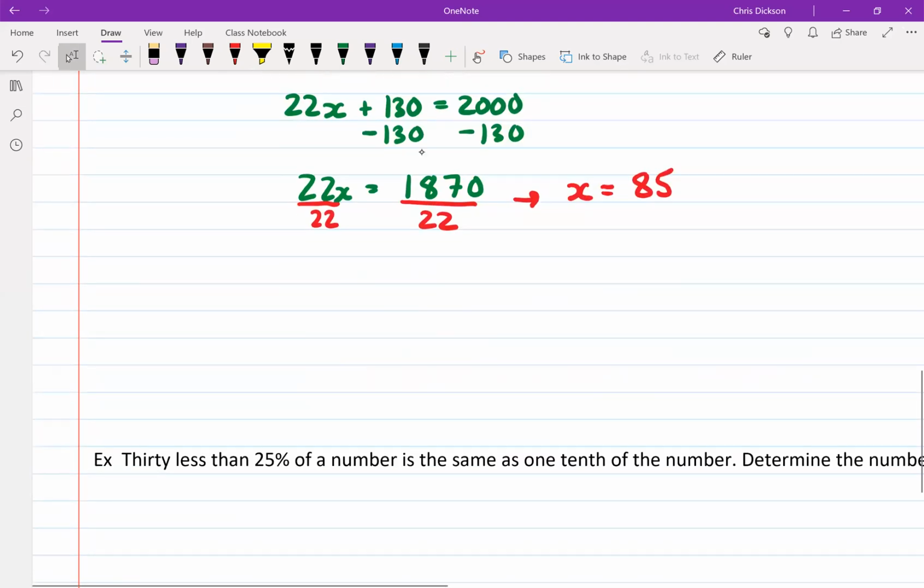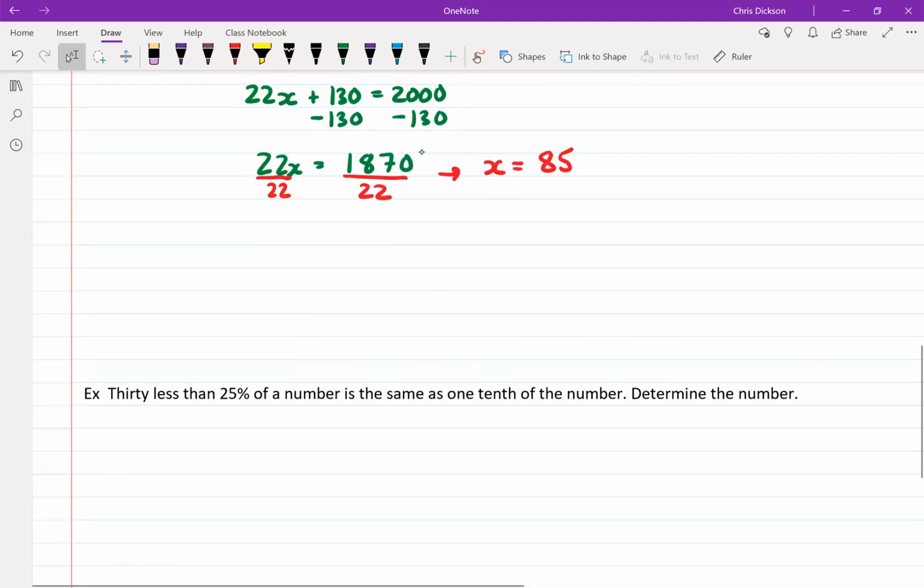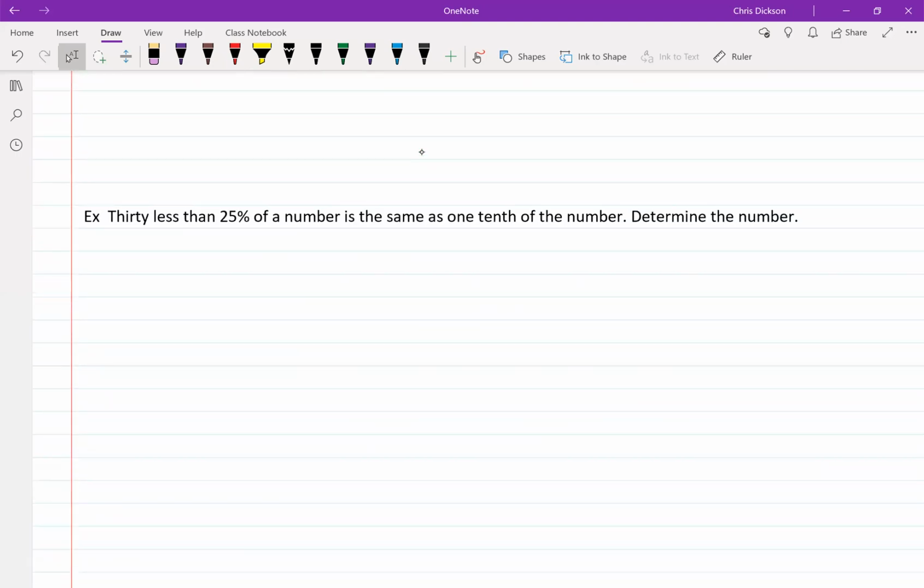Okay, here we go. Let's read this question and try to decipher what we're being asked to do here. 30 less than 25% of a number is the same as 1/10 of the number. Determine the number. Now, if you say it really quickly, it doesn't make a lot of sense. There's a lot of words in here and a lot of things you've got to pick apart to make sense of how to set this up. But let's start with our basic thing here: they're talking about some number. So let's just say let x equal the number. That's what you're trying to find out.